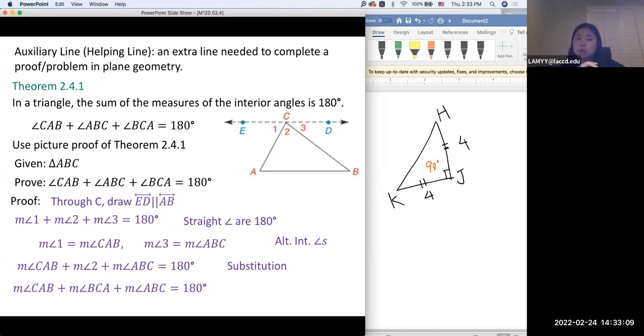So sometimes when we want to prove a theorem, we may want to try adding something to the figure. You could do whatever you want, but you have to state it in the proof. You can't just add a line on your own. You have to state it: draw a line through which point, and then name the line. I call this line ED, and then ED will be parallel to AB. Okay, done.